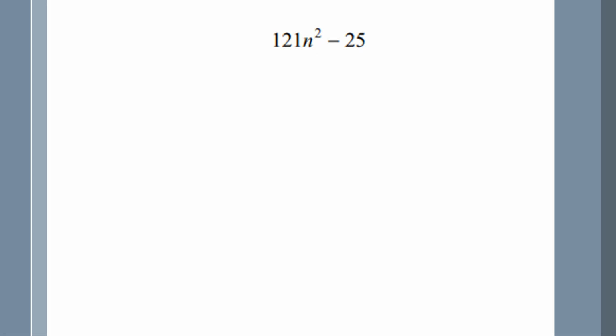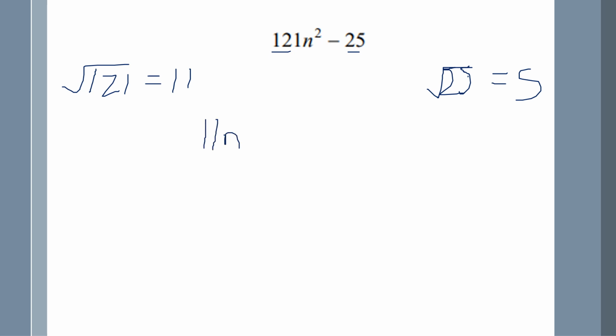By now, I know that you have worked this problem out. Because this is dealing with the difference of squares, just take the square root of these integers. So the square root of 121, you know without doubt, is 11. And the square root of 25 is 5. So with that being said, you're going to get 11n minus 5 and 11n plus 5. Now, that is the answer.